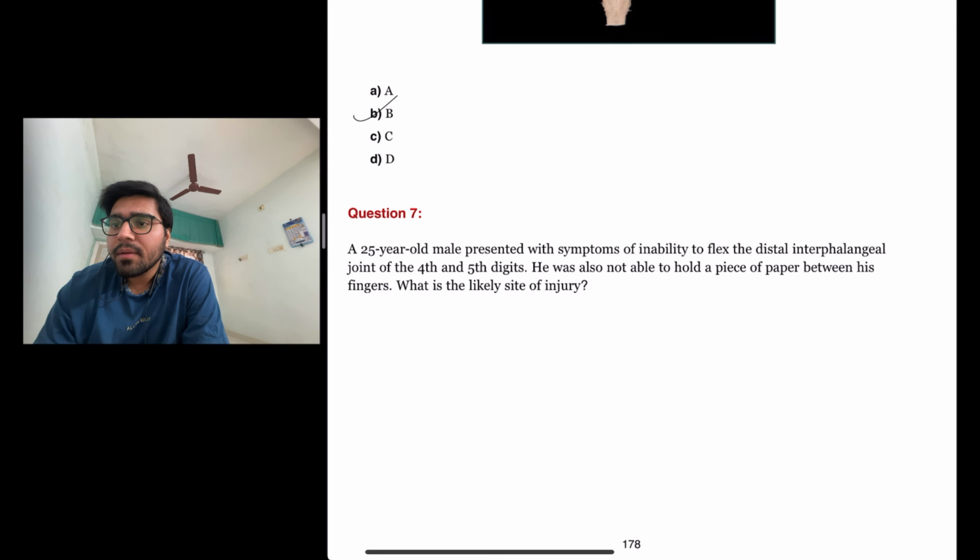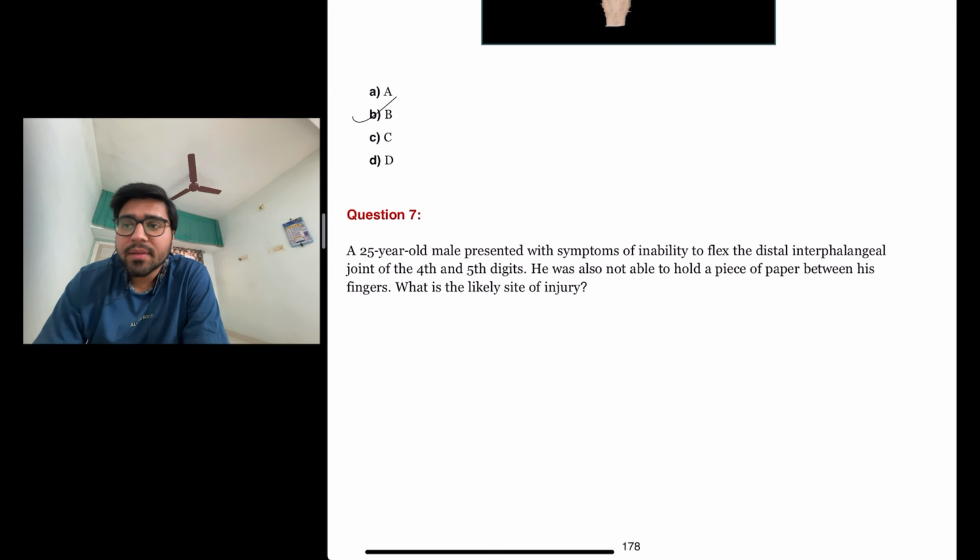A 25-year-old male presented with symptoms of inability to flex the distal interphalangeal joint of the fourth and fifth digits. He was not able to hold a piece of paper between his fingers. What is the likely site of injury?